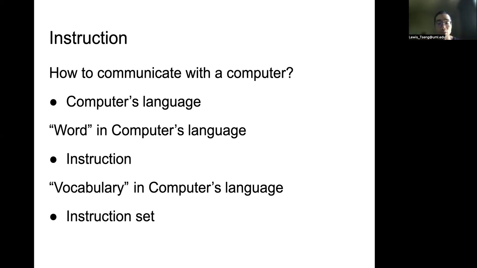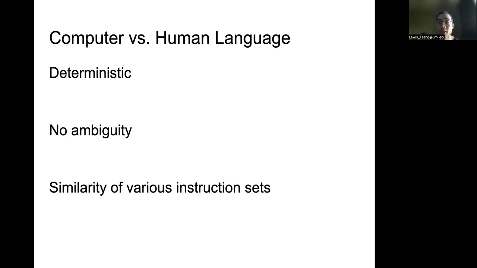And in terms of computer language, the word means each instruction. And the set of the instructions is similar to the vocabulary in computer language, which is called instruction set. Then we know there's human language and there's computer language. What is the major difference?